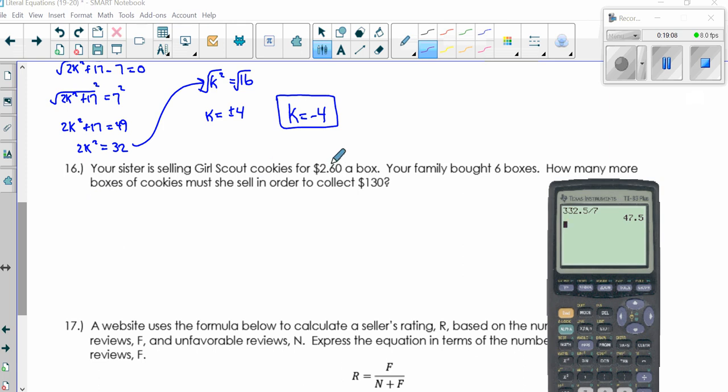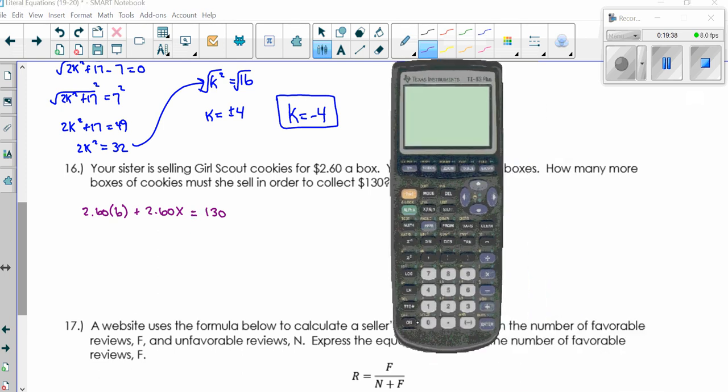So we know it's $2.60 a box and your family already bought 6. So we would say $2.60 times 6 boxes, because that's what's already bought, plus $2.60 times some more amount of boxes has to equal 130, because that's what we have to collect. A lot of you would probably just multiply this and subtract it from 130, which is the same. This is just the equation that represents the situation.